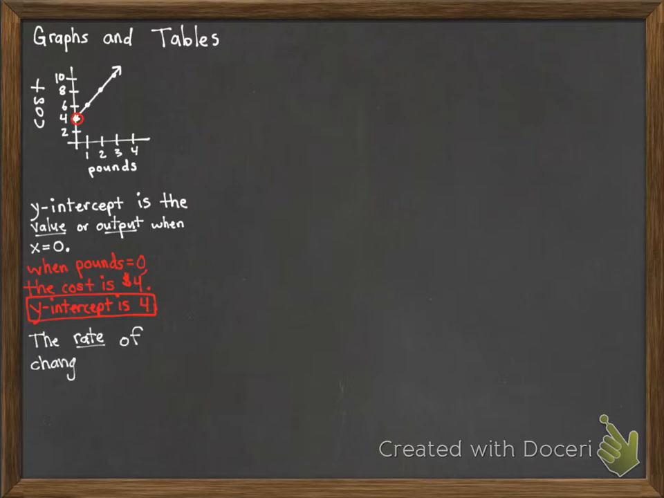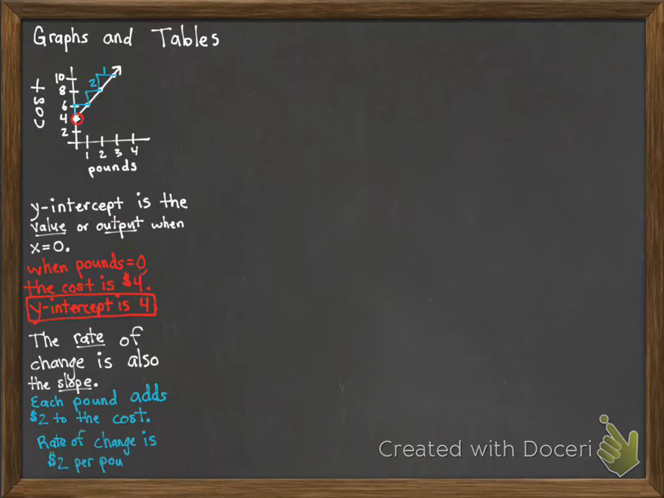Then we're going to find the rate of change, which is how much it's going to go up for each pound of potatoes that we buy. This is also called the slope because we can use rise over run to find that rate. If my cost goes up $2 for every pound of potatoes that I buy, then our rate of change is $2 per pound.